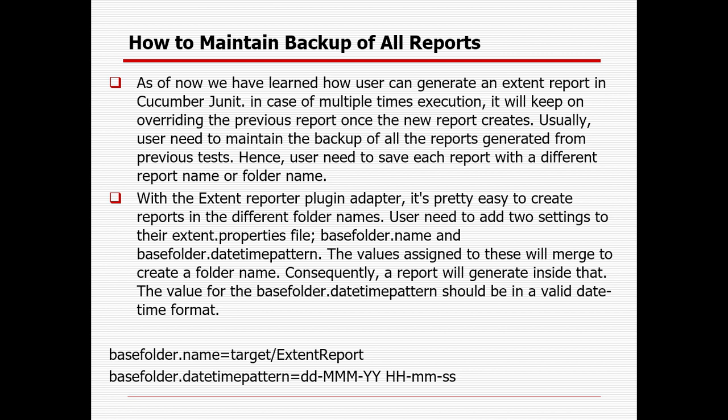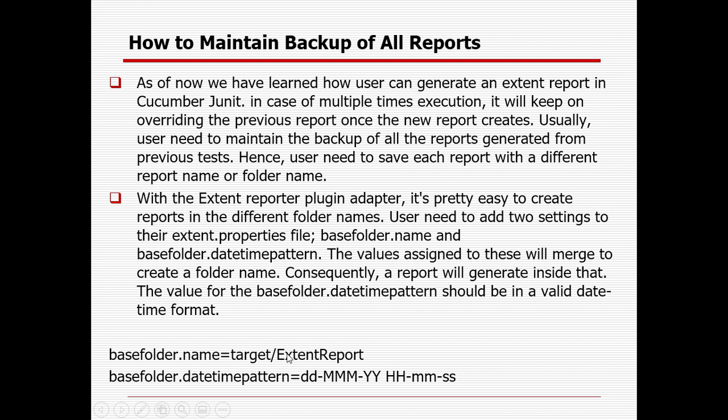So with the extent reporter plugin adapter, it's pretty easy to create reports in different folder names. The user needs to add two settings to their extent.properties file. One is the basefolder.name and another is the basefolder.datetimepattern. The values assigned to these will merge to create a new folder name. Consequently, a report will be generated inside that. The value of the basefolder.datetimepattern should be a valid date time format. So these are the two things you need to add here. One is the base folder name, which folder you want to generate, and this is the format here, right?